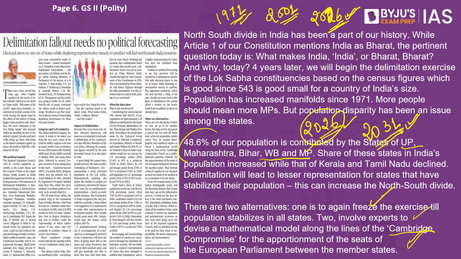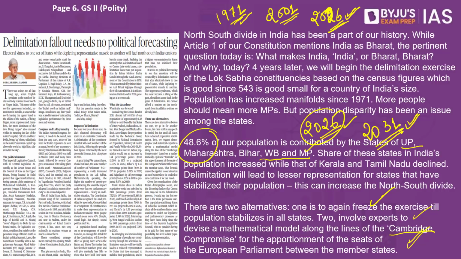The author here says that some states like UP, Maharashtra, Bihar, West Bengal, and Madhya Pradesh together make up 48.6% of our total population. If you look at the time since the family planning program began in India in the 1970s, since then, states such as Kerala, Tamil Nadu have stabilized their population. So the proportion of their population as compared to the country's population has reduced.